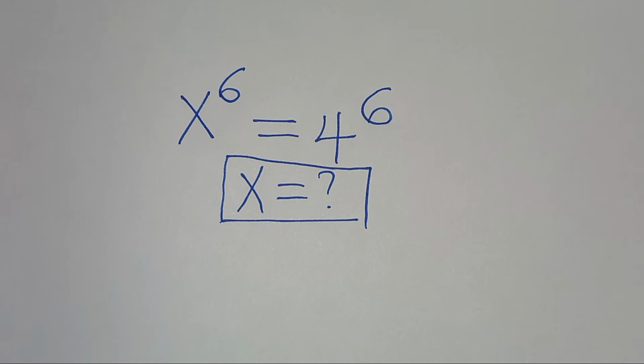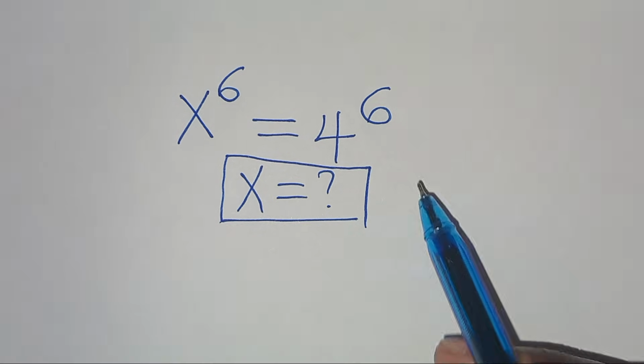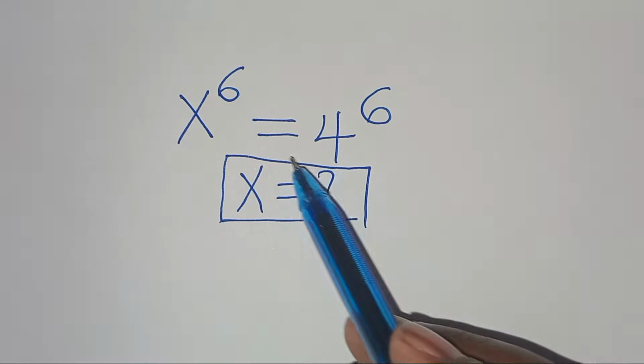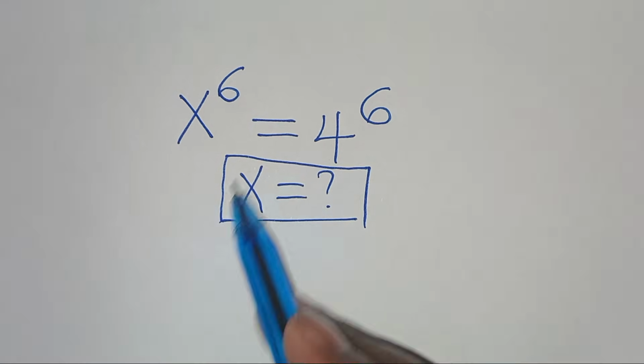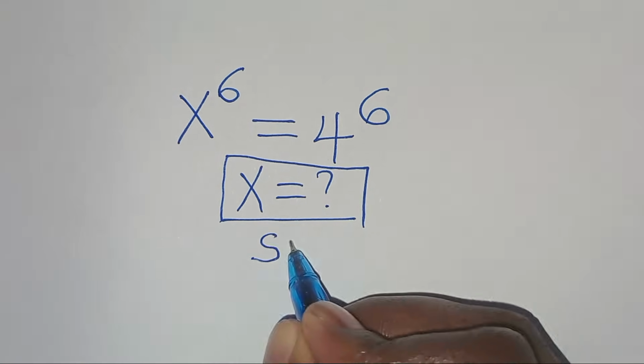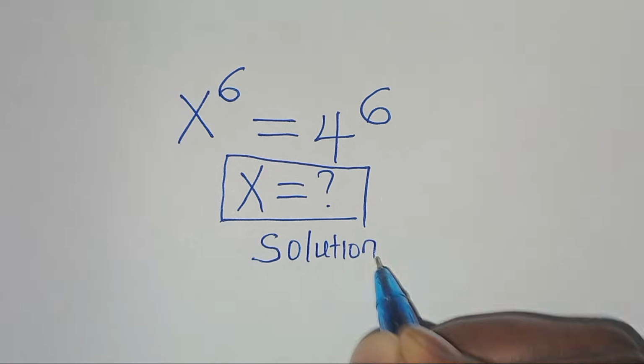Hello everyone, you're welcome to solve this nice exponential equation, which is x to the power of 6 equal to 4 to the power of 6. So what are the values of x? Now let's provide a solution.